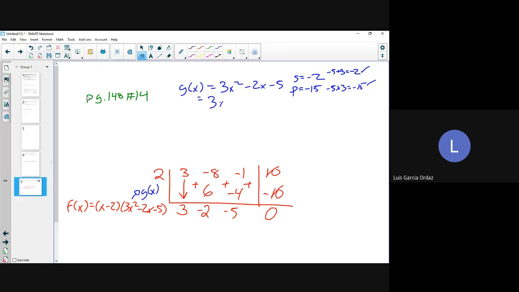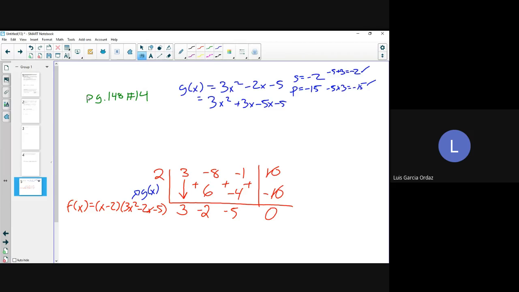So you have 3x squared plus 3x minus 5x minus 5. So when we factor by grouping, we're just taking a look at two sets at a time. So which set are we going to take a look at first?